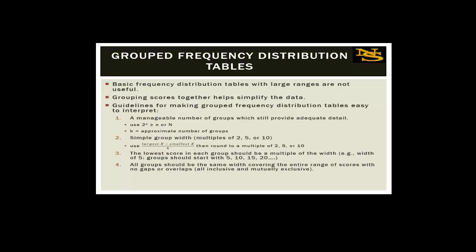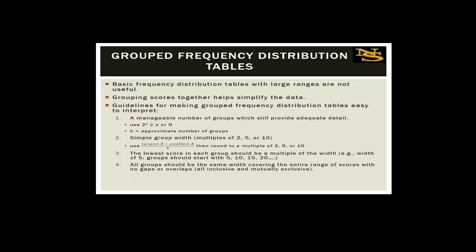Now, there's a couple of rules that you must follow when you're doing this. After you've figured out the width of your groups, you want to make sure that the lowest score in each group is a multiple of the width, because you want to make it easy to identify for whoever's looking at your table what is the width of your groups. How many scores are encompassed in each group?